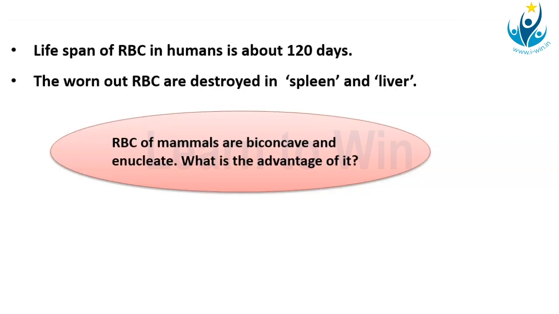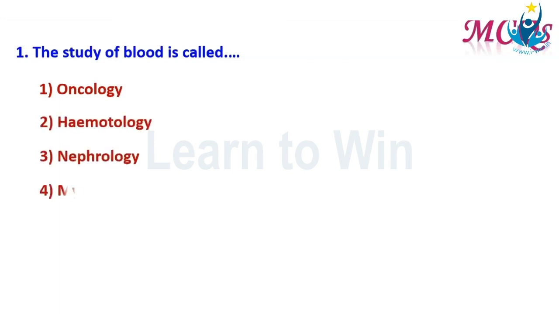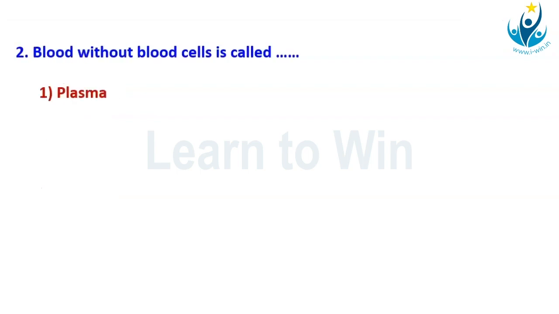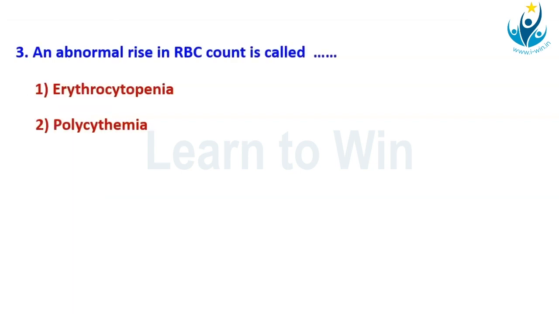Okay, and let us see some questions. The study of blood is called: oncology, hematology, nephrology, myology. It is hematology. Next, blood without blood cells is called: plasma, fluid tissue, albumin, matrix. Plasma. An abnormal rise in RBC is called: erythrocytopenia, polycythemia, anemia, erythropoiesis.